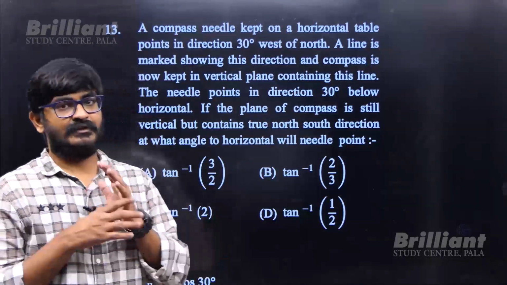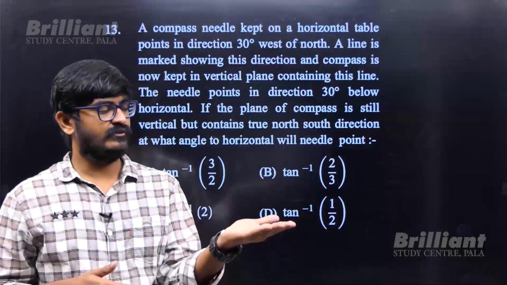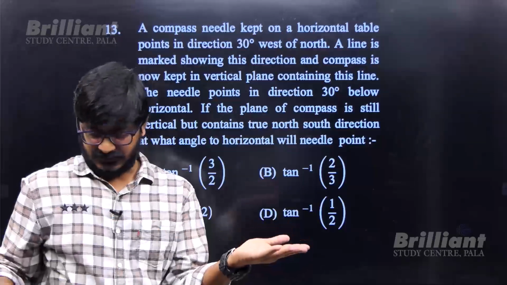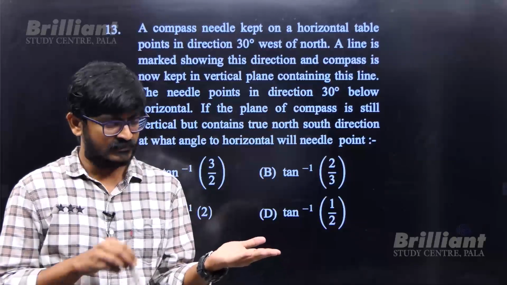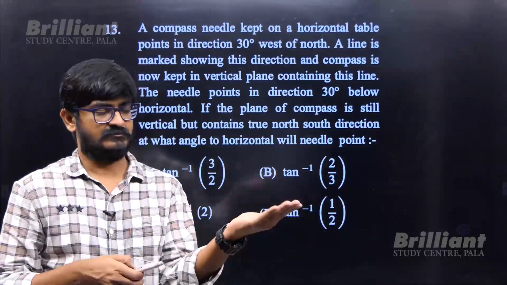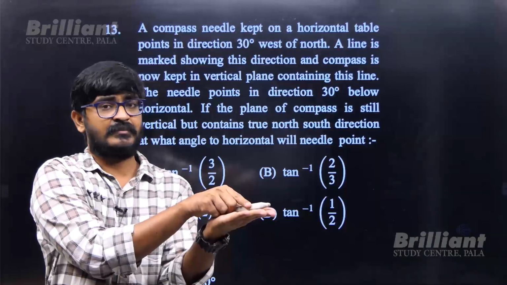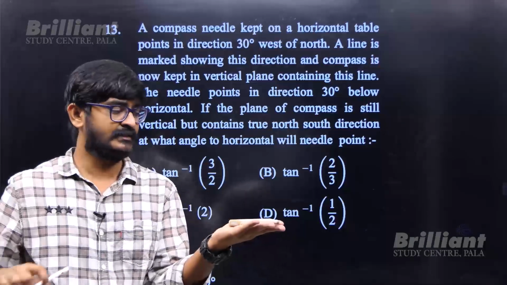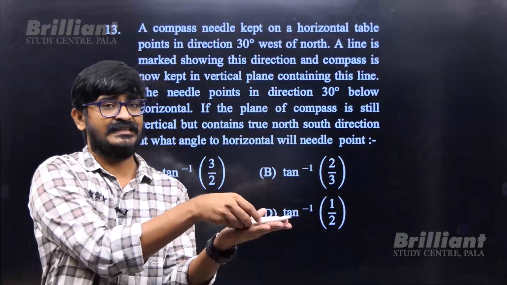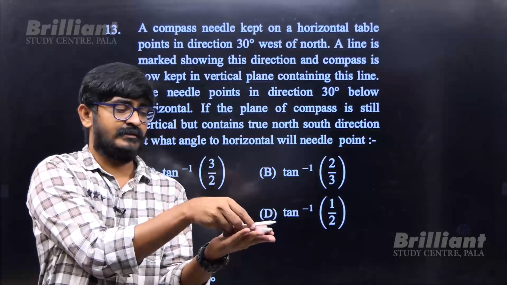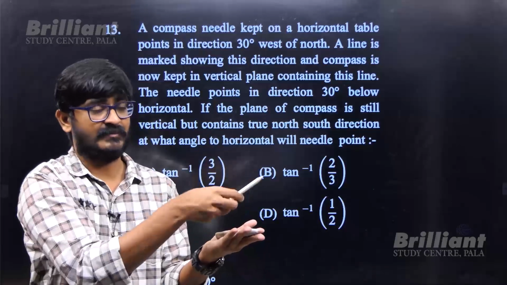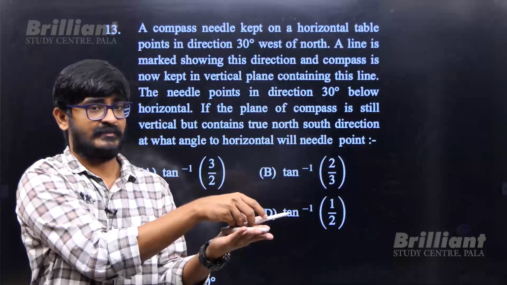What does that mean? If no other external magnetic field is there, your compass will be pointing along the direction of the horizontal magnetic field. So let me say this is the horizontal magnetic field, but the compass needle is not pointing in this direction. If no other external field were there, the compass needle would point in the same direction. But in this question, the compass needle is not pointing in the magnetic meridian direction. It is making some angle like this.